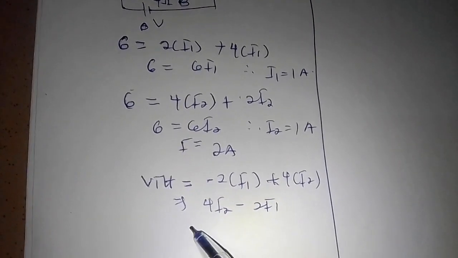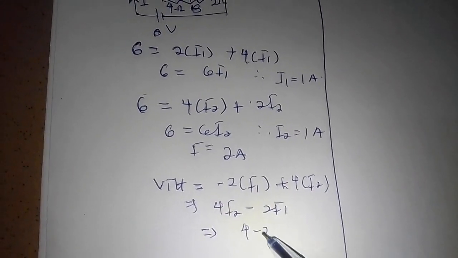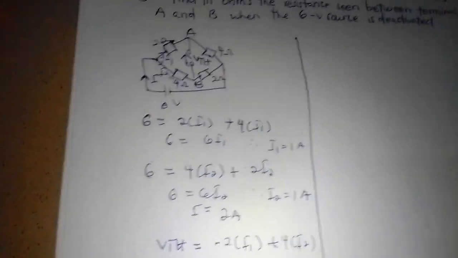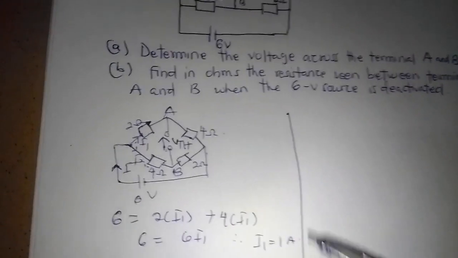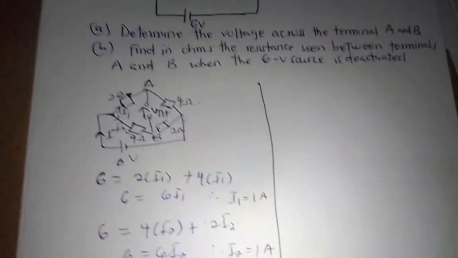Where both currents are 1 ampere, this will be 4 minus 2, which is equal to 2 volts. So this gives the voltage between the terminals A and B. Now let's go to the second part.